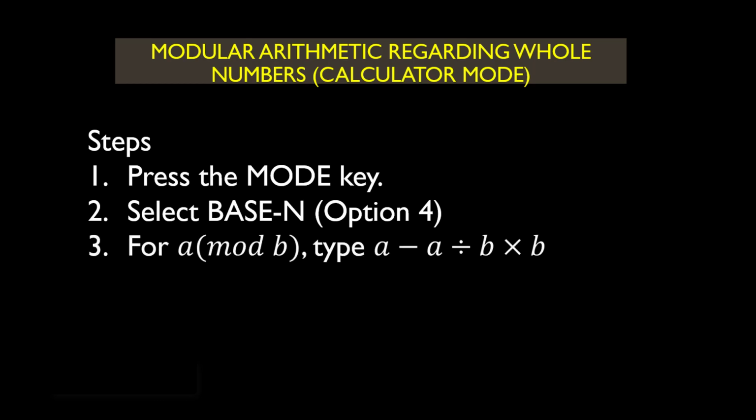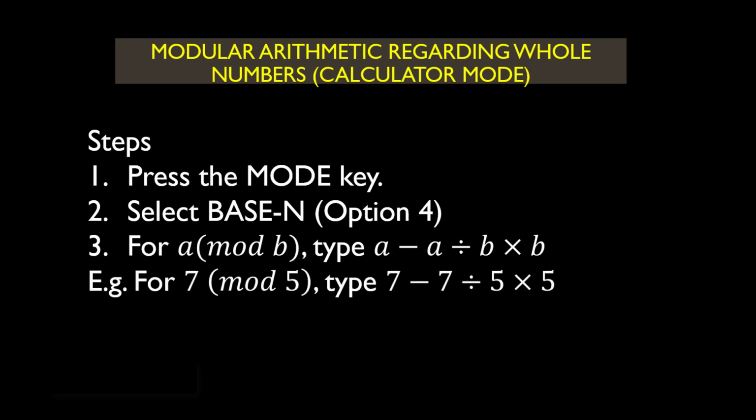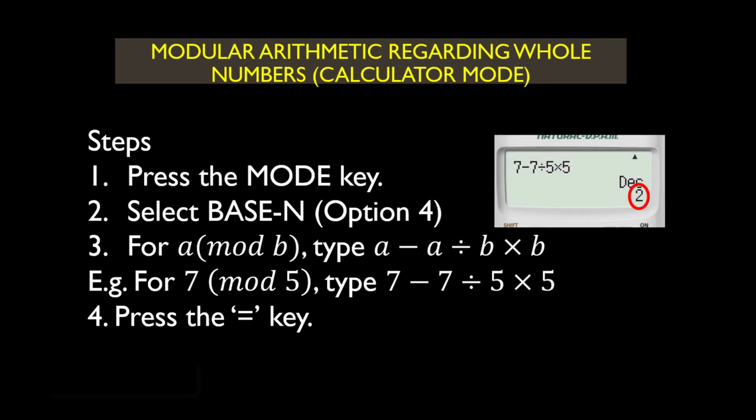Next, for A mod B, just simply type A minus A divided by B times B. For example, for 7 mod 5, just type 7 minus 7 divided by 5 times 5. And when you do that, you then press the equal key. You are going to have a display like this as shown on the screen.